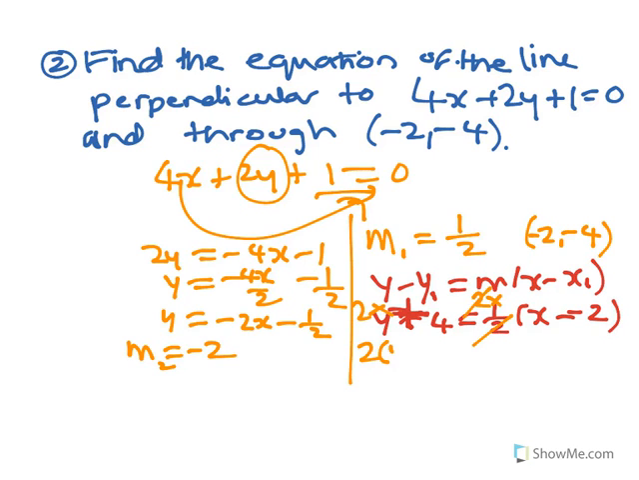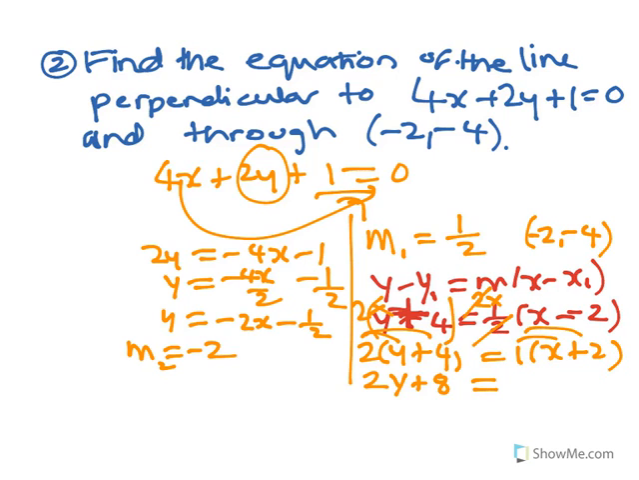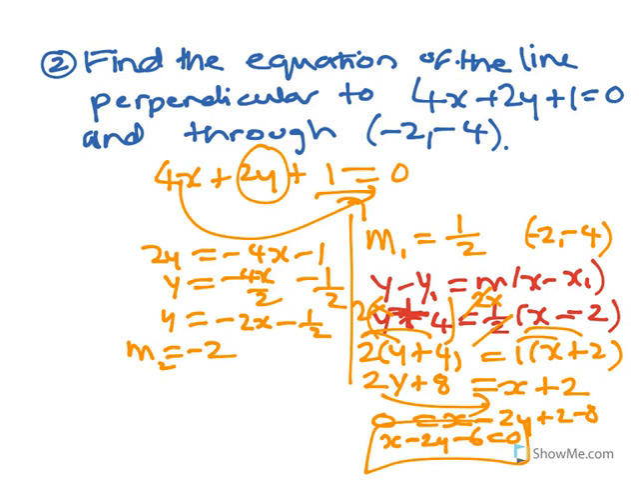Cancel out. So it's 2y plus 4 equals 1x plus 2. 2y plus 8, because you've got to open your bracket, equals 1x plus 2. Bring everything to the one side, because I prefer general form. x minus 2y plus 2 minus 8, x minus 2y minus 6 equals 0.